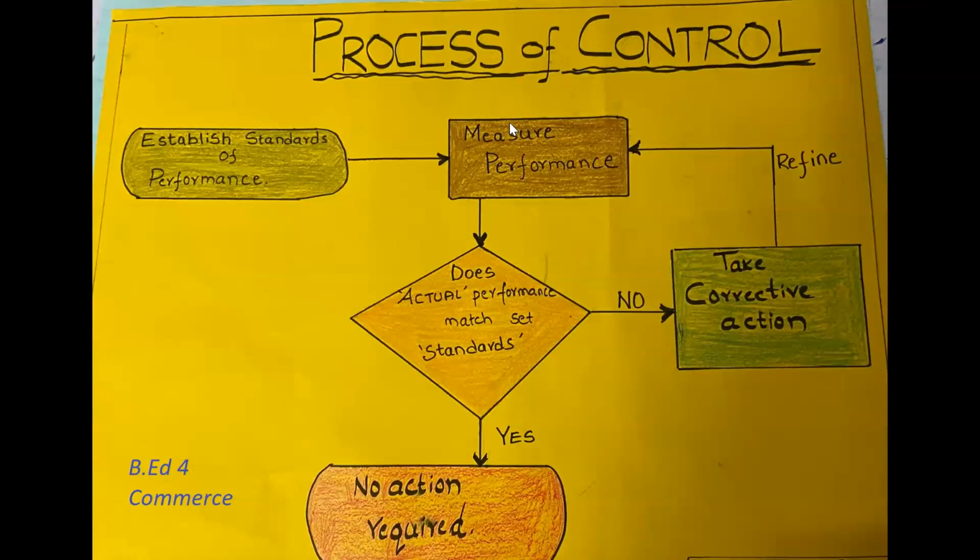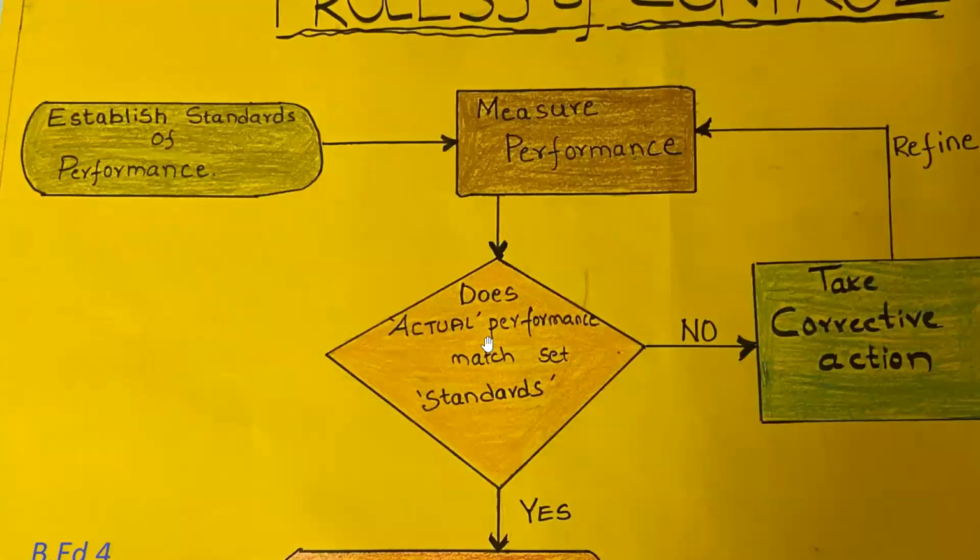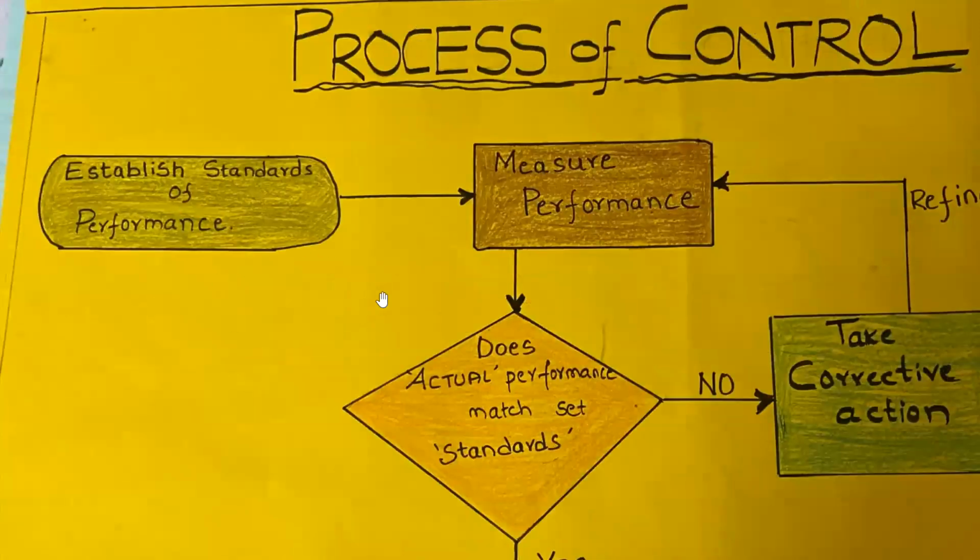And how to measure this? Throughout the year after setting up the standards, observe the performance and how it is done, whether they are holding good to the performance set. If you see the flow chart, this is compared with the actual performance. So when we measure, we see the actual performance against the standards that have been set, and whether they match the established standards.